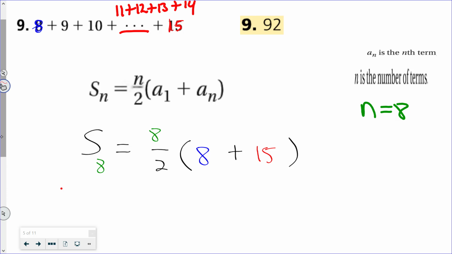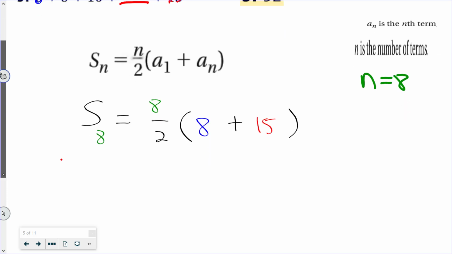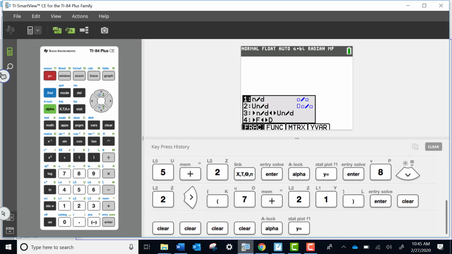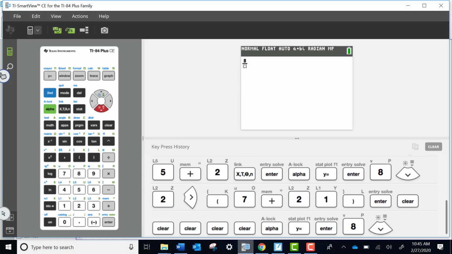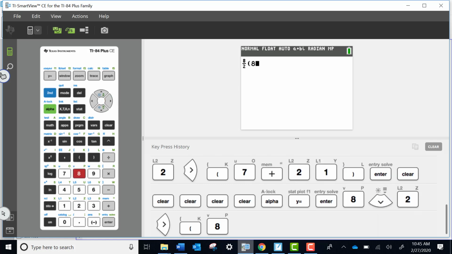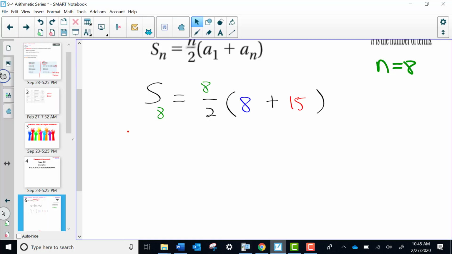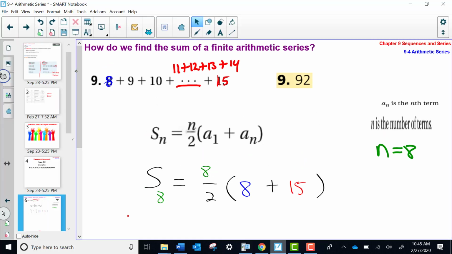Once we have all of our variables replaced with numbers, we could enter this expression in our calculator. 8 over 2 times 8 plus 15 equals 92. 92, which is the answer we already knew from before, but this is the way you'll get it when this number is a large number like 2000 or 196 or something like that. This is the formula that will give us the sum of the series.